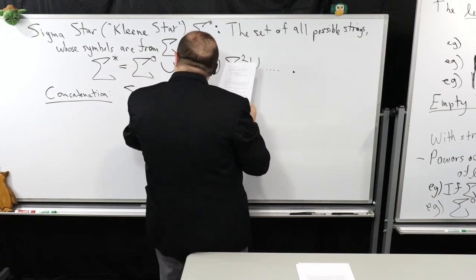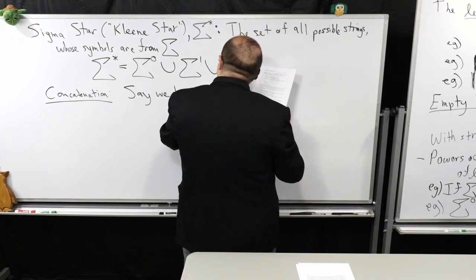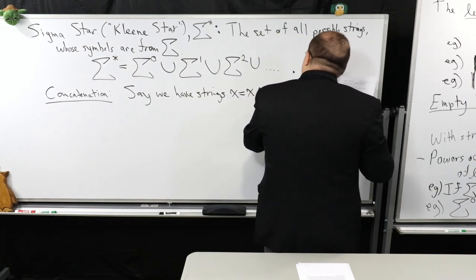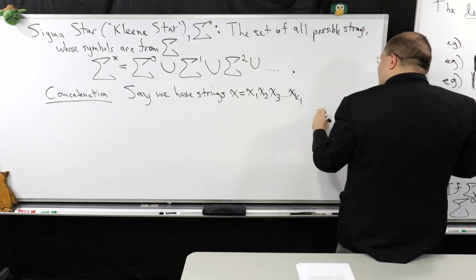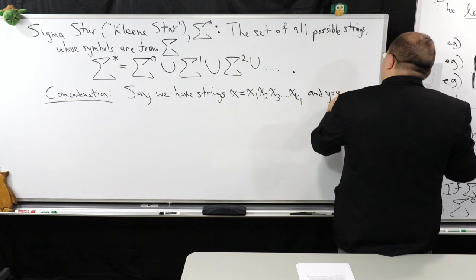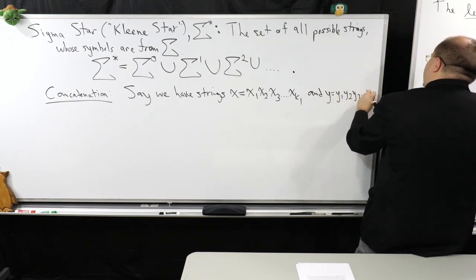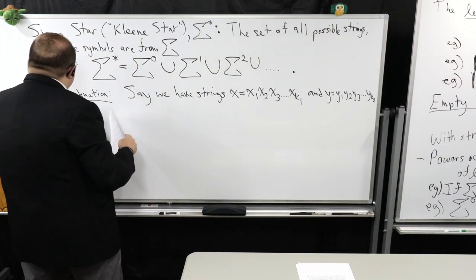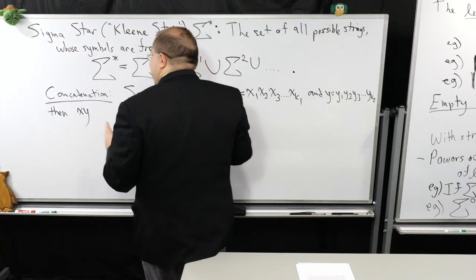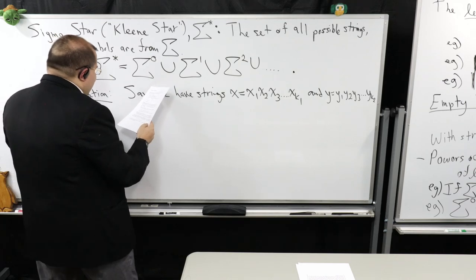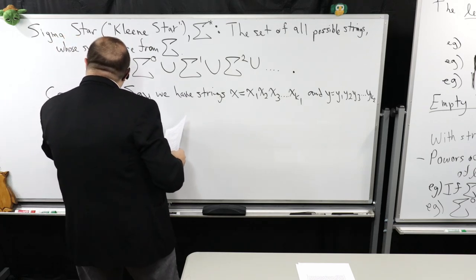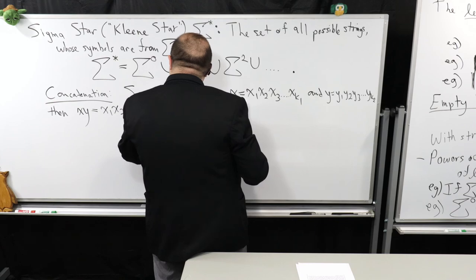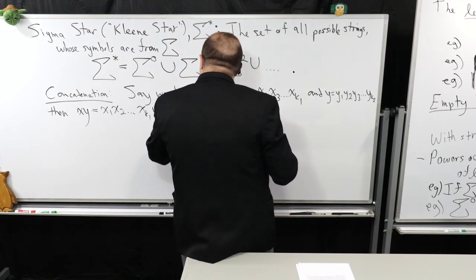say we have strings x equal to x1, x2, x3, all the way to x sub k sub 1, and y equal to y1, y2, y3, all the way to y sub k 2. Then, if I write xy like this, like a product, so you can think of it like multiplication, it will make a lot of sense. Then xy is going to be equal to x1, x2, all the way up to x sub k sub 1, and it'll be appended right to the other string, like this.